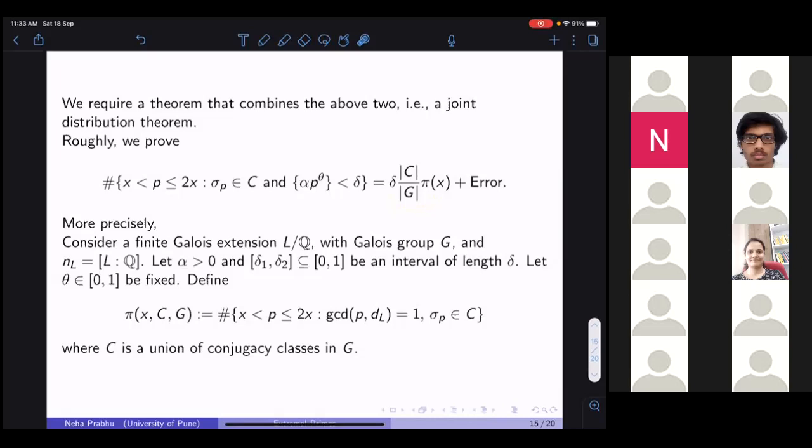More precisely, you take a finite Galois extension L over Q with Galois group G, and let N_L be the size of the extension. Let alpha be a positive real number, and you take a subinterval of (0, 1) of length delta. You fix a theta in (0, 1). So we prove a more general result; what we need for our application is just theta equal to half. But of course, since we're proving a joint distribution theorem, we might as well prove it in more generality. Now define pi x C G to be the number of primes up to x which do not divide the discriminant, so that the Frobenius at P belongs to your chosen conjugacy class or a union of conjugacy classes.